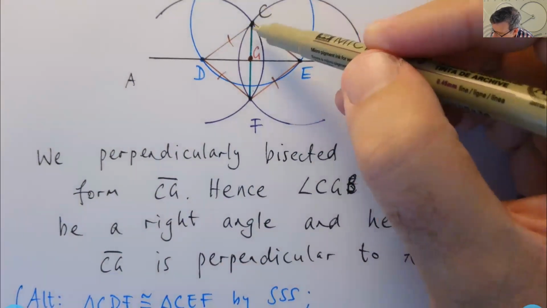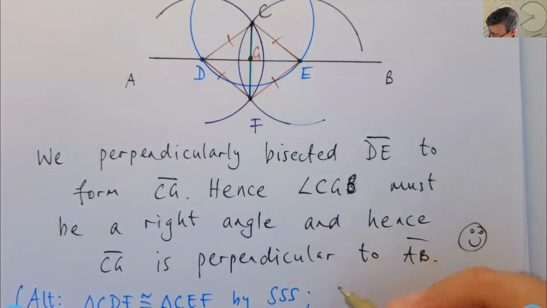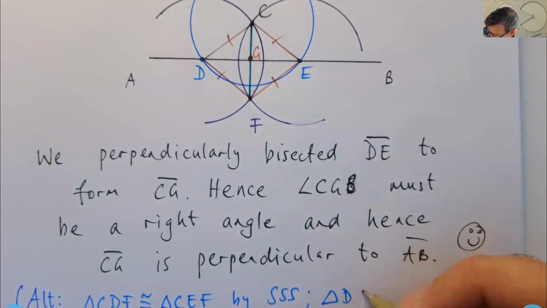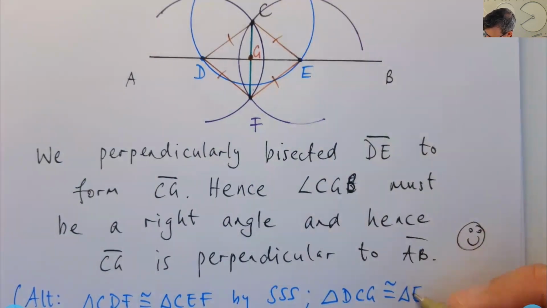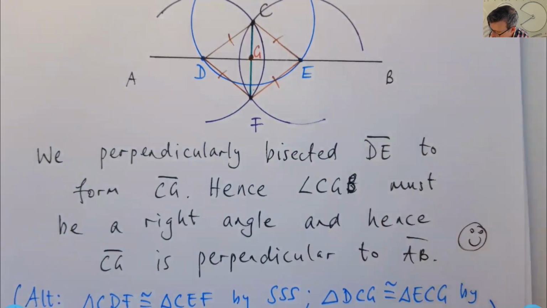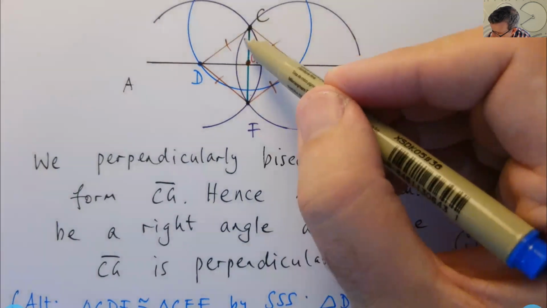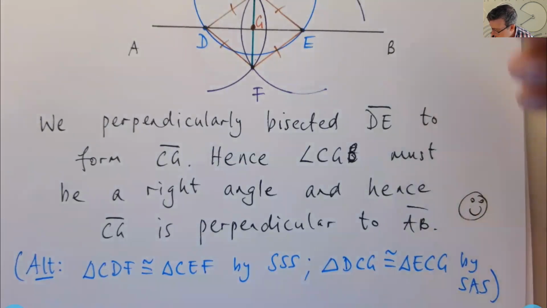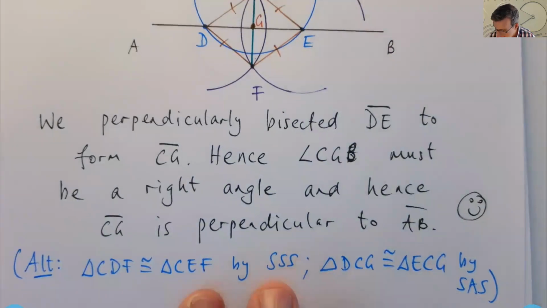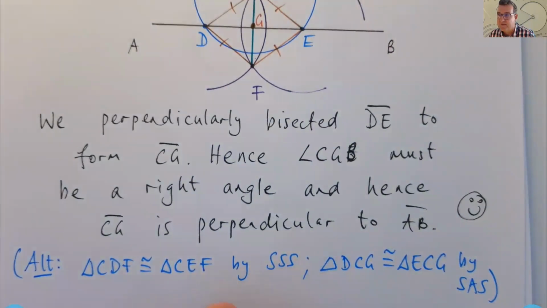So this angle in here has got to equal this angle in here. And so triangle DCG is congruent to triangle ECG. That's by side, angle, side. Okay, because side, the angle is the same, and side. So that means that that angle has to equal that angle. All right. But I won't concentrate on that too much because I've already talked about that in a previous video.